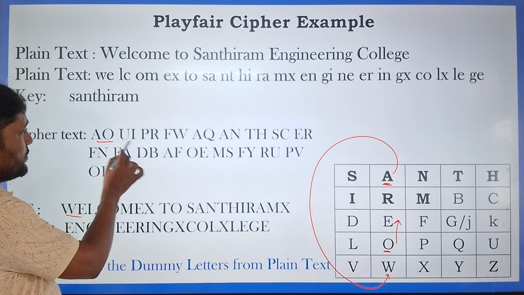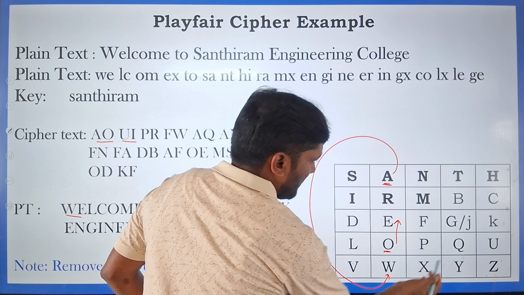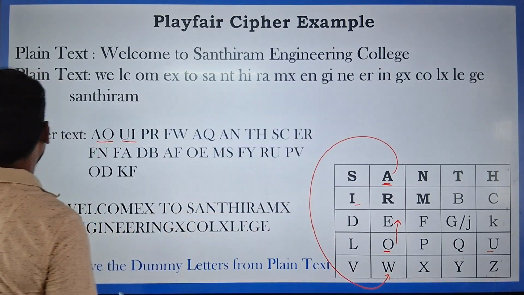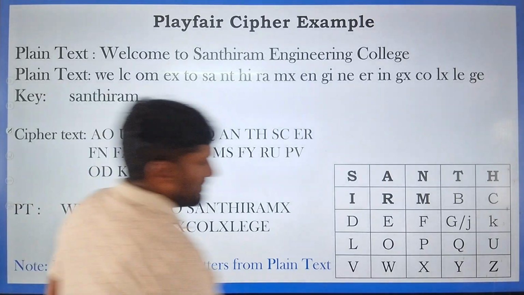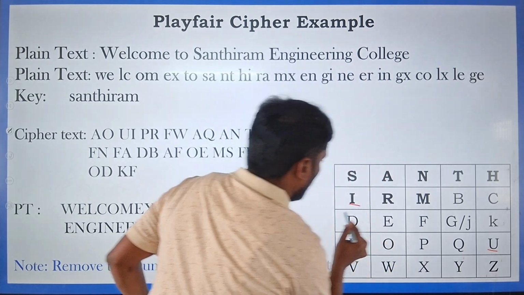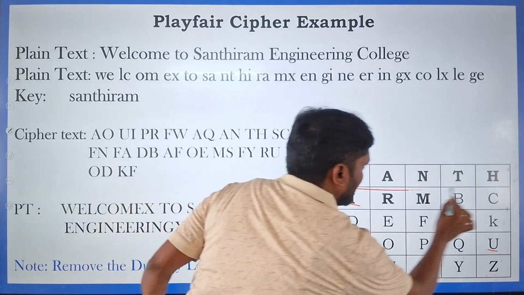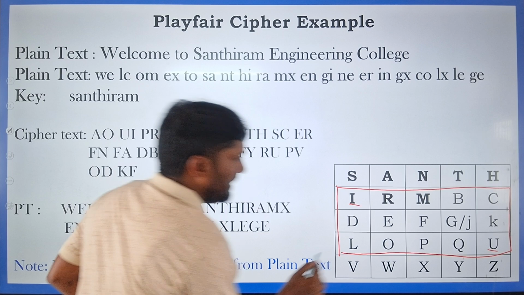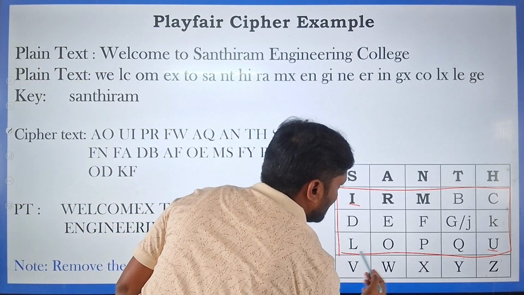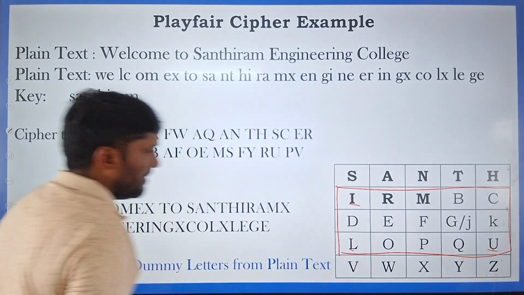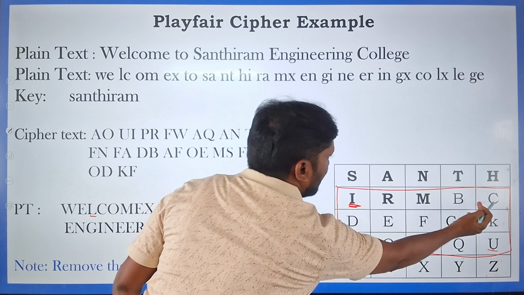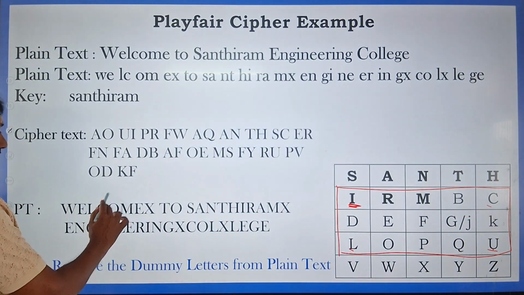And the next one is UI. Where is the UI? There is a U and there is an I. Both are not in the same column, so we have to form a rectangle. UI. What is the opposite letter in this rectangle for U? L. So that is L. What is the opposite letter in this rectangle for I? C. So C will come.